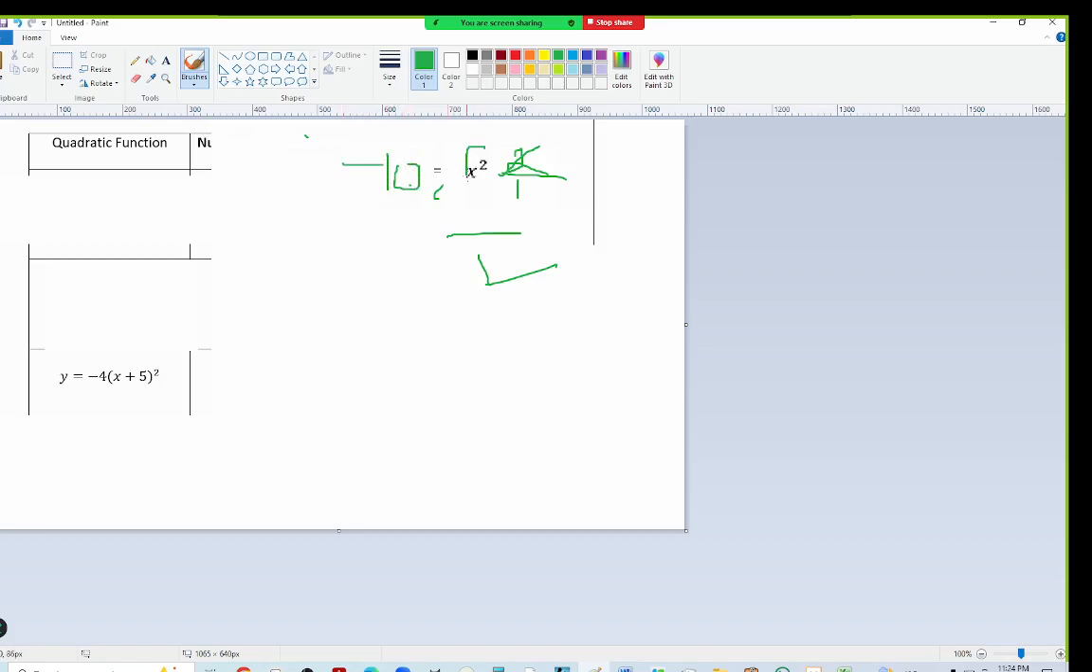How do I get rid of the square? Square root it. Yeah. Now, look at this. Square root of -10. Possible? Doesn't work. That's right. So there are how many x-intercepts? 0. That's right. You got it. This last one will probably have 1.